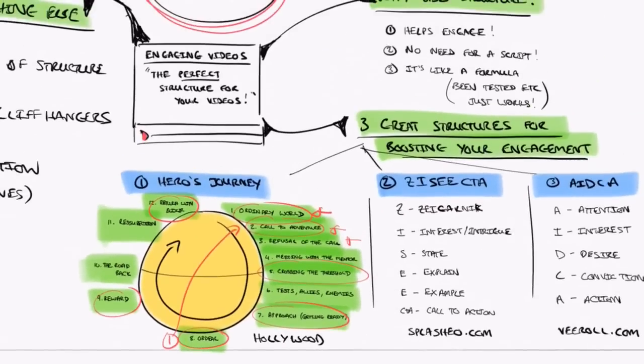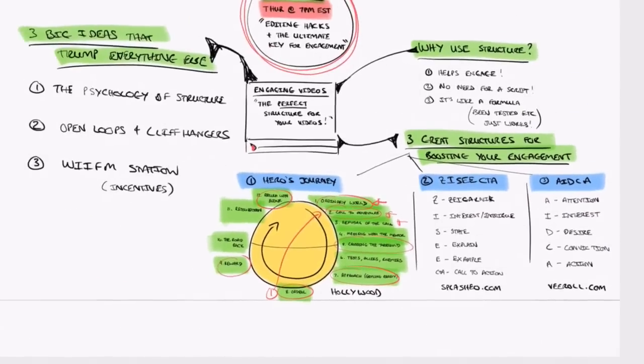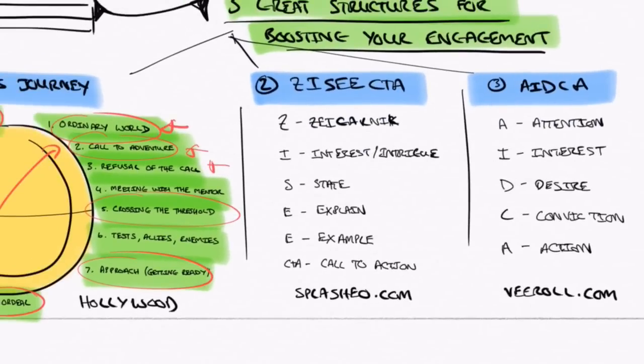Okay, next one. Next one here is a formula again. So all of these are really formulas. So this next one is called, number 2, the ZISEECTA formula. And each of those letters stands for something specific. So let's go through them right now.